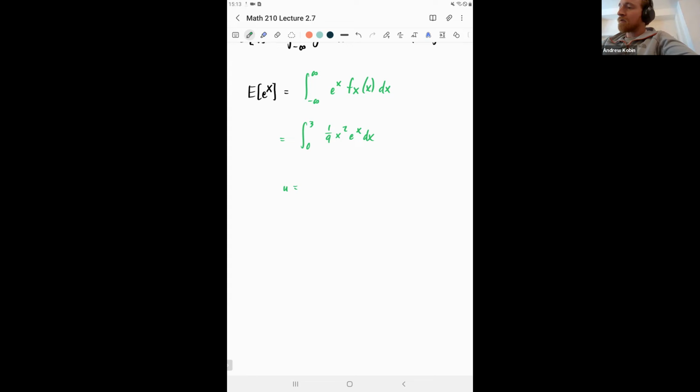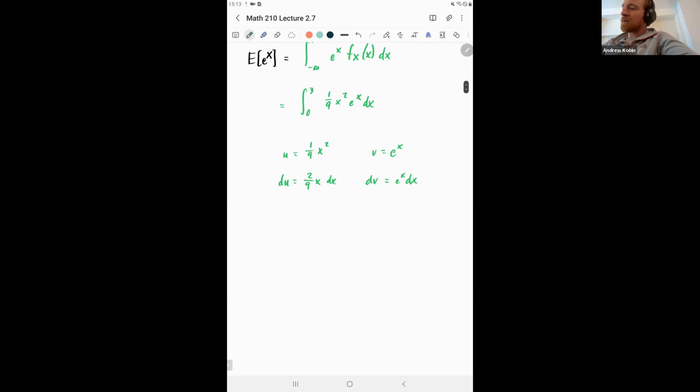So u here, using I late, is going to be 1/9 x squared, which means that du is 2/9 x dx. dv is everything else that's there. It's just e to the x dx, which means that v was e to the x. I'm going to compute this as an indefinite integral and then go back and make the substitutions with 0 and 3 later. So the integral of 1/9 x squared e to the x is given by u times v, 1/9 x squared e to the x, minus the integral of v times du. I'm going to rewrite things as 2/9 x e to the x dx.